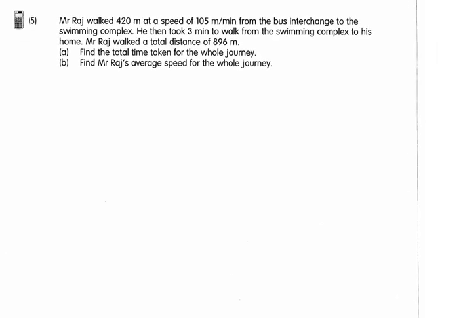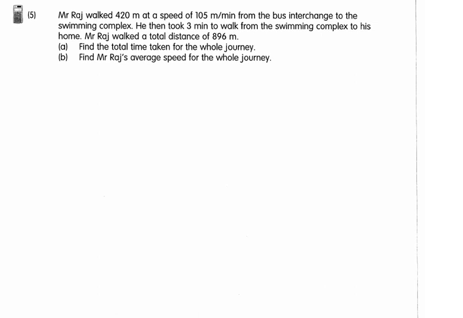Next question. Okay, Mr. Raj walked 420 meters at a speed of 105 meters per minute from the bus interchange to the swimming complex. He then took 3 minutes to walk from the swimming complex to his home. So now there are three places, right? First, he started off from the bus interchange to the swimming complex. Then from the swimming complex to home. So there are 3 places: bus terminal, swimming complex, home.